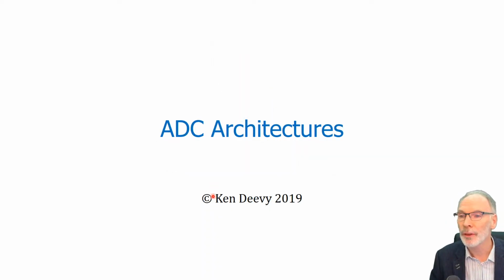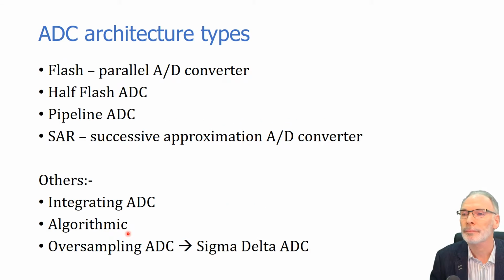And as you can see from slide 1, we're going to be talking about ADC architectures today. We're going to consider four main types: the flash, the half-flash, the pipeline ADC, and the successive approximation ADC, spending most of our time on the flash, the half-flash, and the pipeline, because we've already spent a little bit of time on the SAR ADC in the context of the mini project.